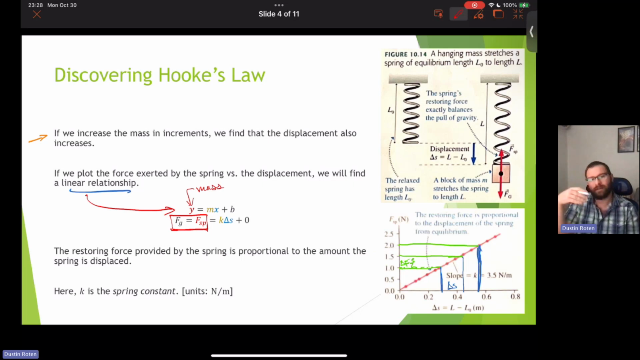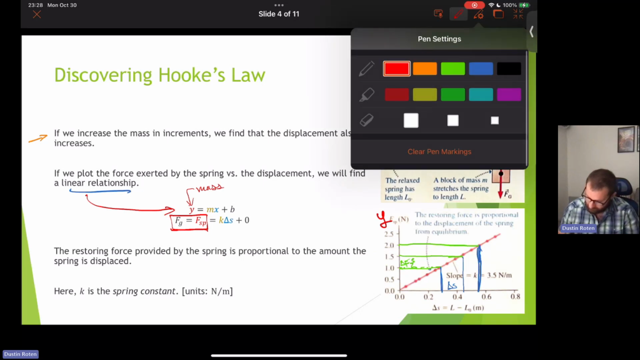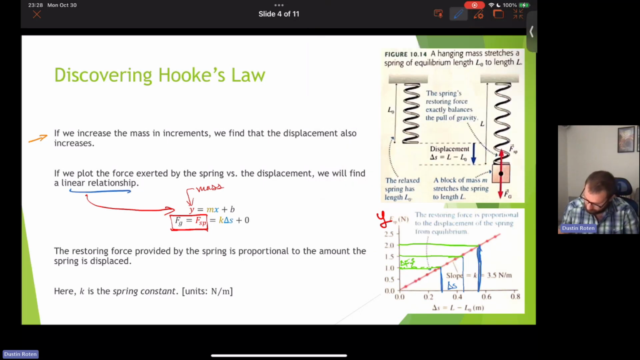Now we know that the y is the force from the spring. And we know what the x is, because on our x-axis, I'm going to label it blue, that's the displacement. That's how far away we are from equilibrium.